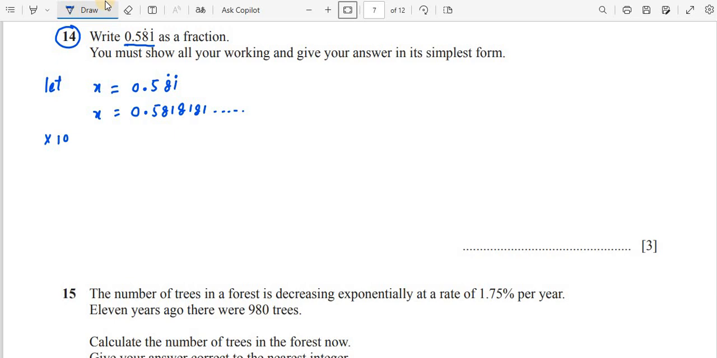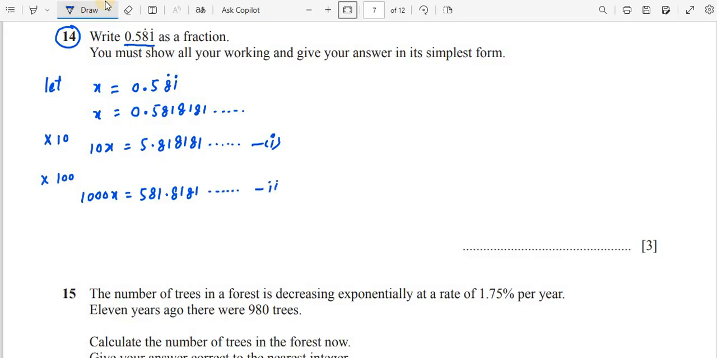Multiply with 10. We get 10x is equal to 5.81 and 81 and so on. This is equation number 1. And now multiply with 100 in this equation. So 10 multiplied by 100 is 1000x is equal to 581.81 and so on. This is equation number 2.